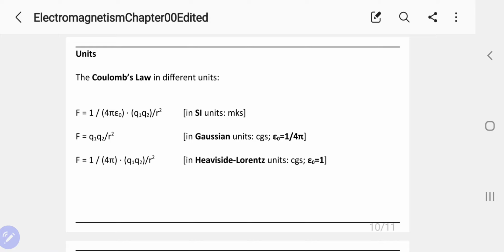Other books use Heaviside-Lorentz units, and they write the force as just 1 over 4 pi times the product of the two charges divided by r squared. Epsilon naught in Heaviside-Lorentz units is equal to 1.